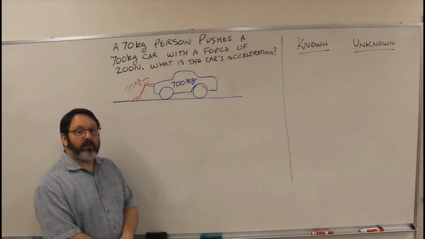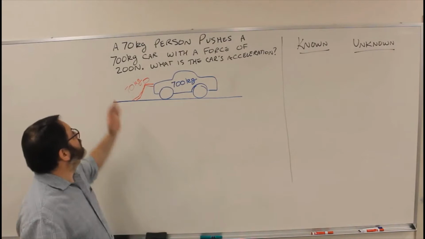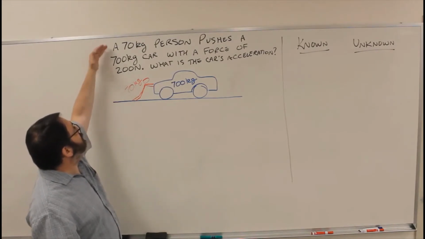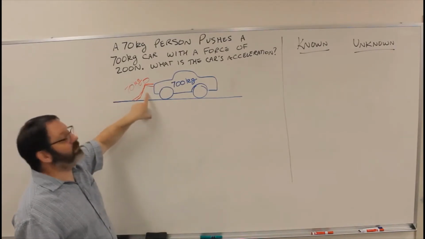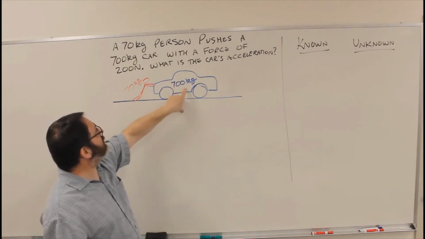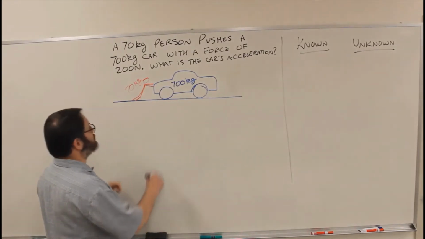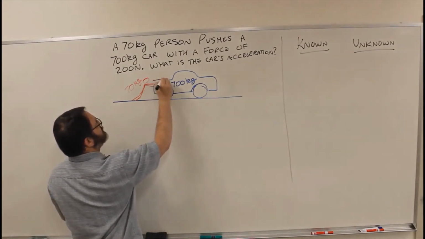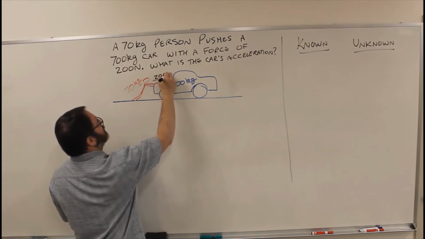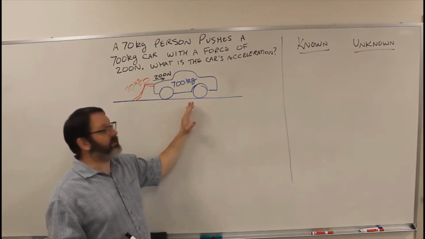This is an example of a problem where you can use a free body diagram to solve it. So if the question is, a 70 kilogram person, who I drew here, pushes a 700 kilogram car, which I drew here, with a force of 200 newtons. So there's a force, he's pushing here with 200 newtons. What is the car's acceleration?